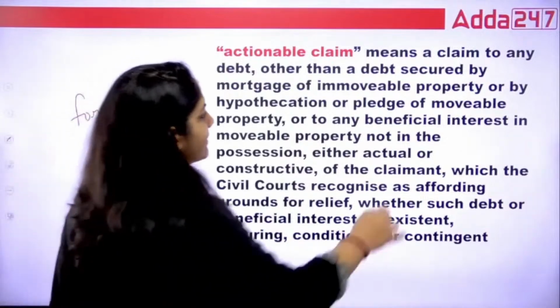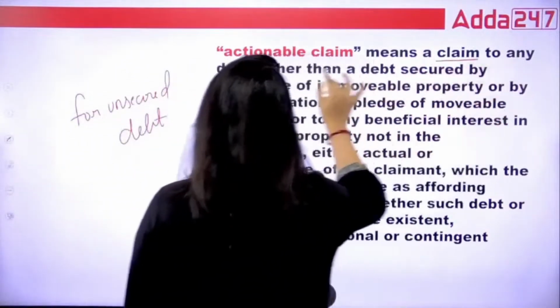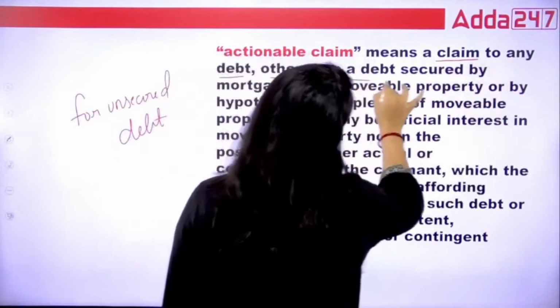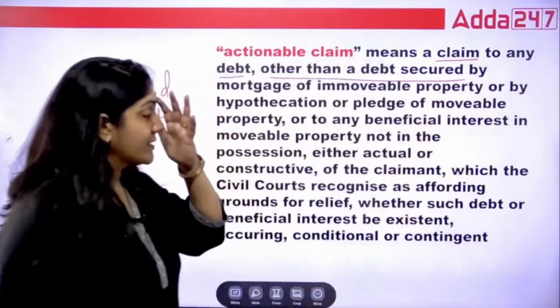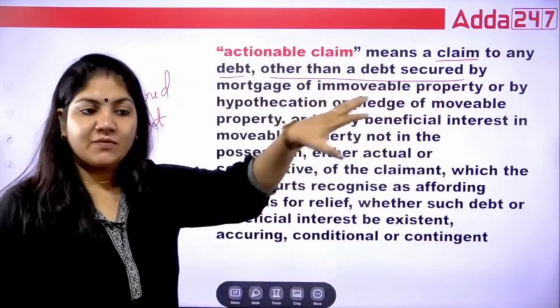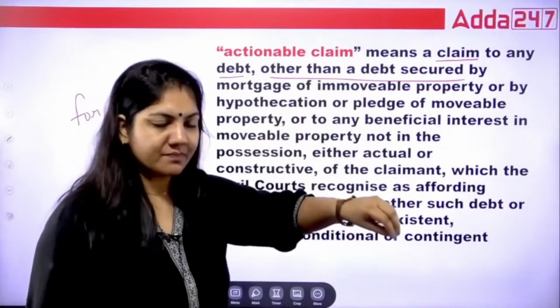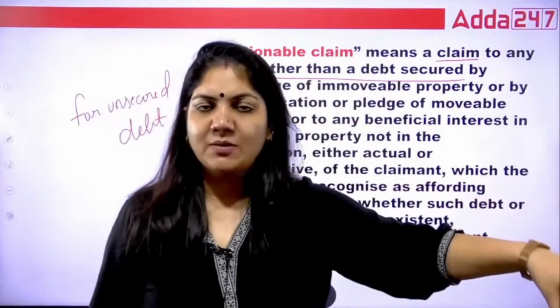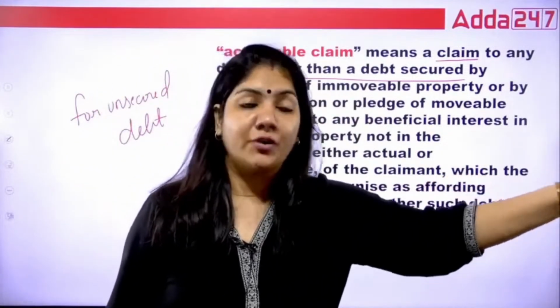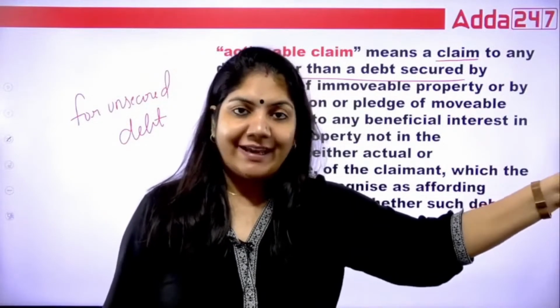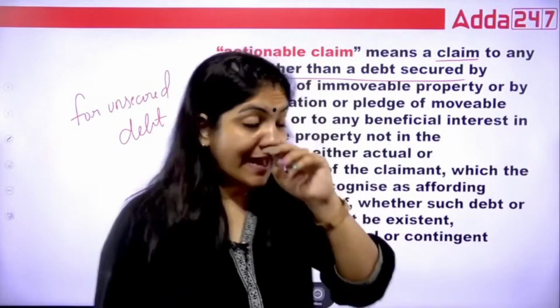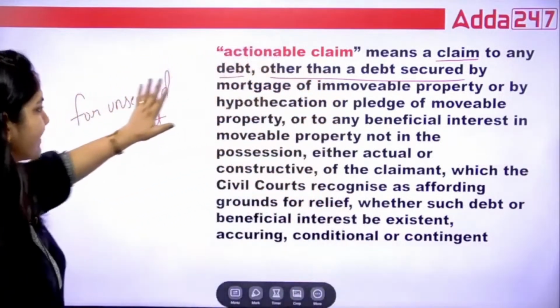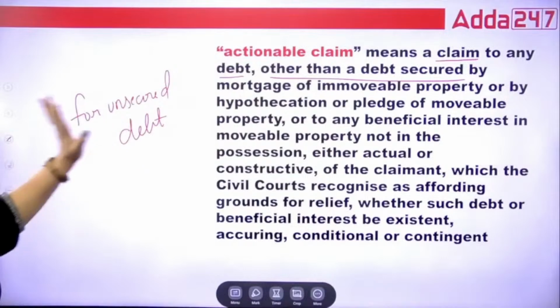Actionable claim means a claim to any debt other than debt secured. What is debt secured? If the borrower has given any property, movable or immovable, as a security, then that creditor and lender is known as the secured creditor and lender. But actionable claim is always a claim for the unsecured debt. See?